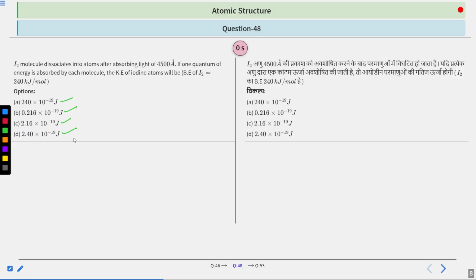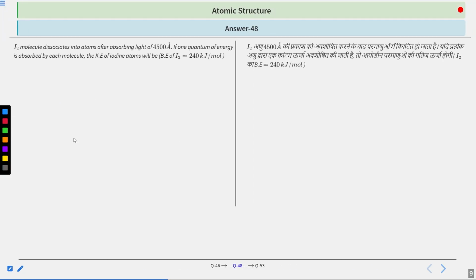Now let us see the solution. So first of all, what do you have to find? It is said that the I2 molecule dissociates into iodine atoms upon absorption of light of this wavelength. If one quantum of energy is absorbed by each molecule, then what is the kinetic energy of the iodine atom, given the bond dissociation energy for I2 is 240 kilojoule per mole? The correct option is B, 0.216 into 10 to the power minus 19 joule.